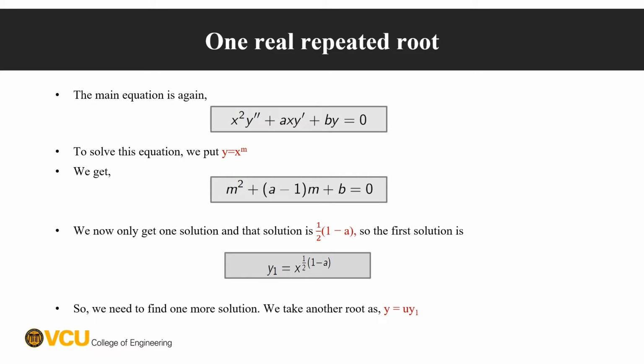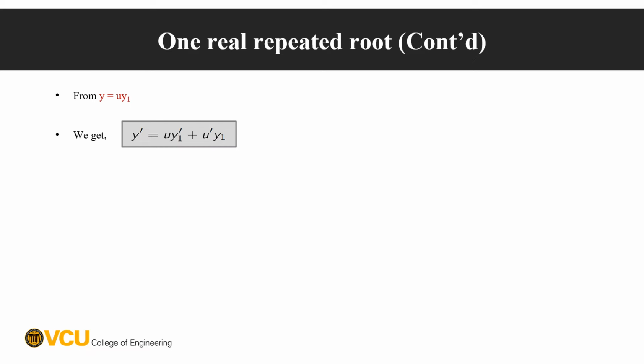Now, we need to find one more solution. We take another root as y equals u y1. Now, we differentiate both sides of that root. And we get y prime equals u y1 prime plus u prime y1, and y double prime equals u y1 double prime plus 2 u prime y1 prime plus u double prime y1.